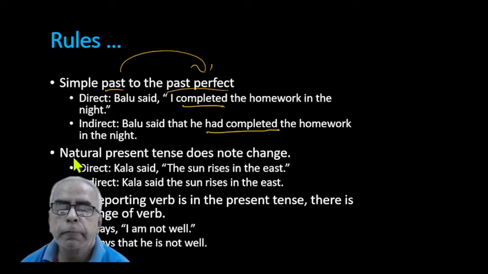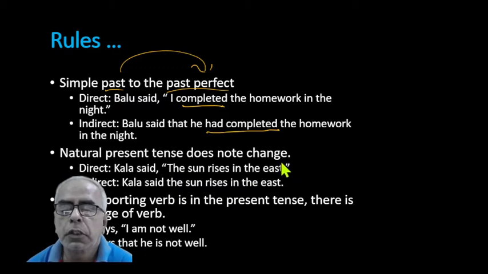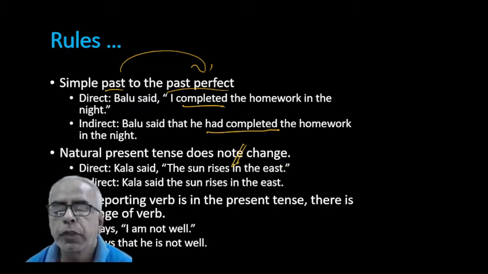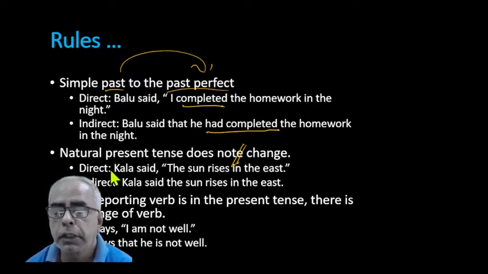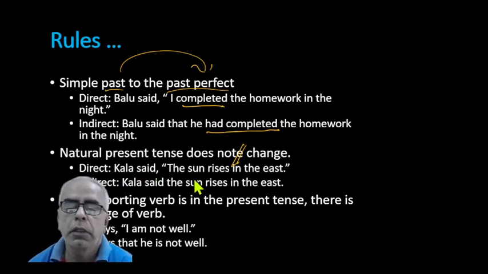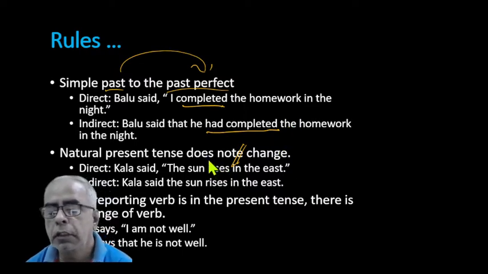And similarly, naturally occurring things which are indicated in the present tense should not change. For instance, Kala said, "The sun rises in the east." Whether Kala says it today or tomorrow or the day after tomorrow, the sun always rises in the east. So it is a natural sentence. In indirect speech, you should not change this into past tense. You have to put the sun rises in the east only.